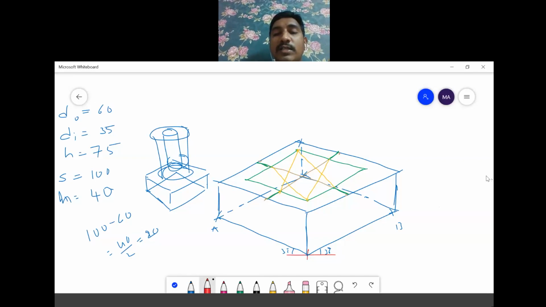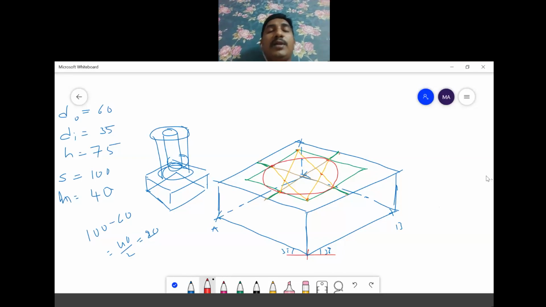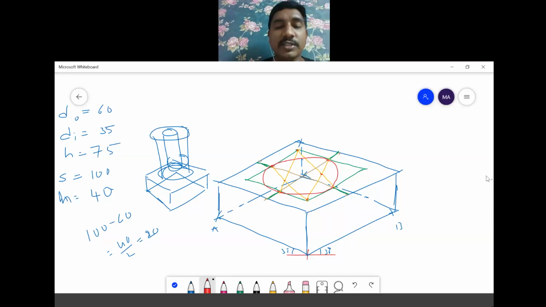So this as a center, this as a radius, I am drawing one arc. This as a center, this as a radius, one arc. This as a center, this as a radius, one arc. This as a center, this as a radius, one arc. Okay, it will be a circle with a 60 mm diameter. So again I am extending this.